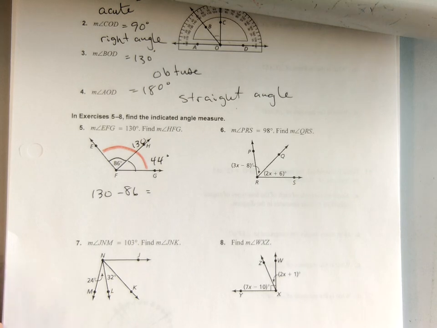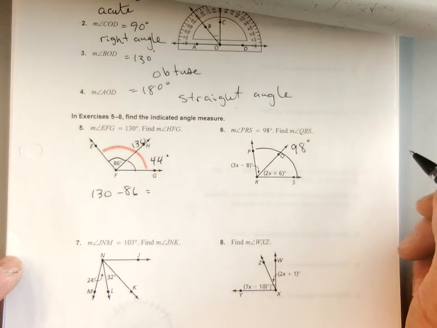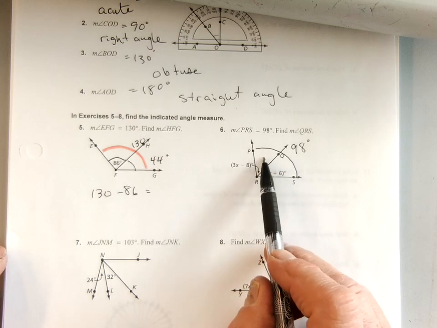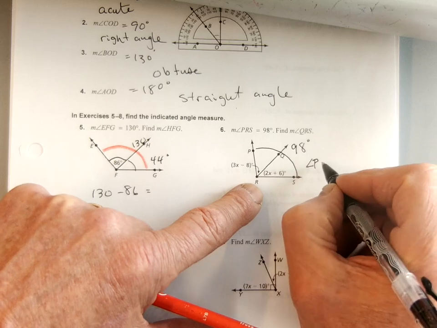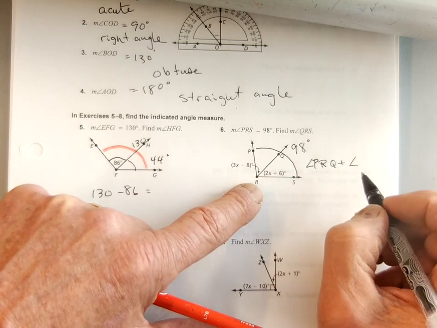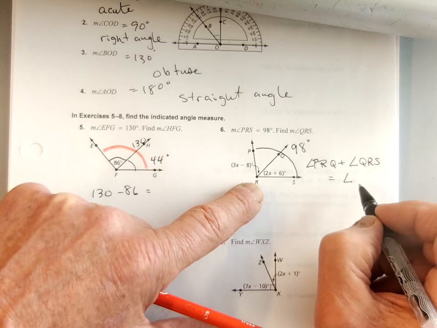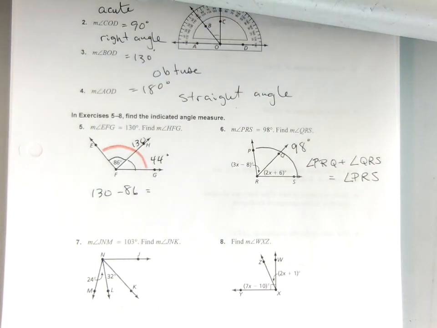Now 6, we've got to do some algebra. I can do that. Okay, PRS. So the whole thing is 98. But I know that this angle plus this angle makes the 98. Everybody agree with that? So I could write angle PRQ plus angle QRS equals my angle PRS. Right? So I'm just using symbols. We don't have to do the symbols, but we're saying this angle plus this angle equals the big angle, right? Now let's just solve.